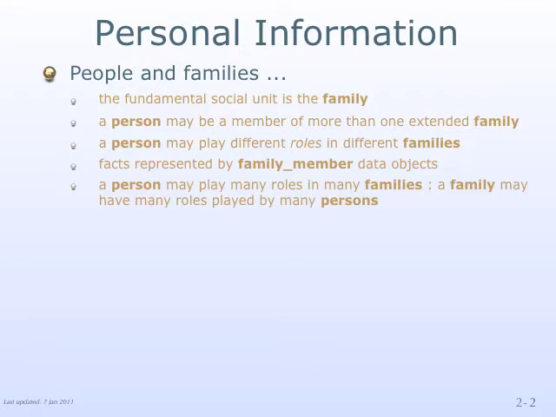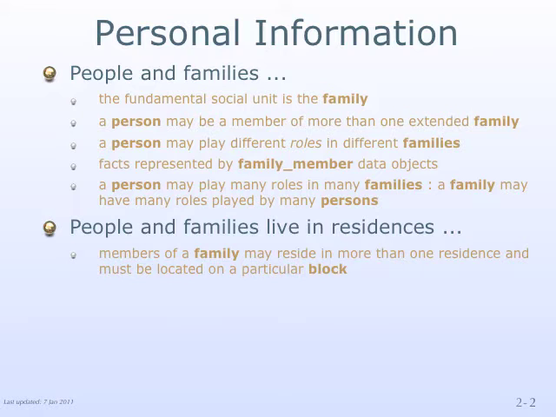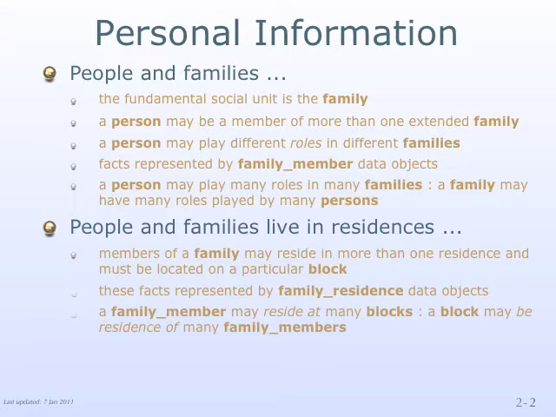Secondly, we have data objects that represent what is known about where people and families live, where it is recognised that members of a family may reside in more than one residence, and each resident must be located on a particular block. These facts are represented by family residence data objects. These represent the fact that a family member may reside at many blocks, and a block may be the residence of many family members.